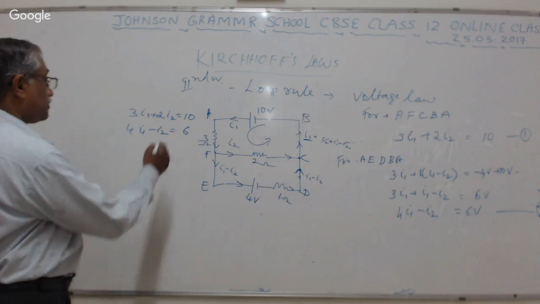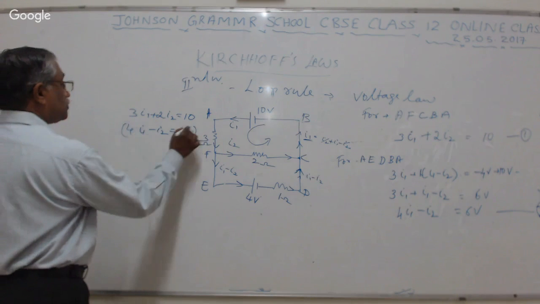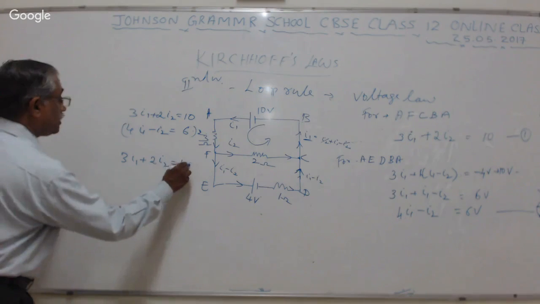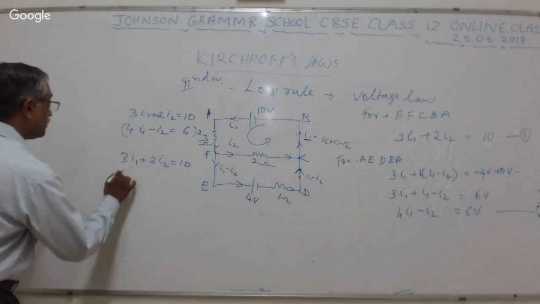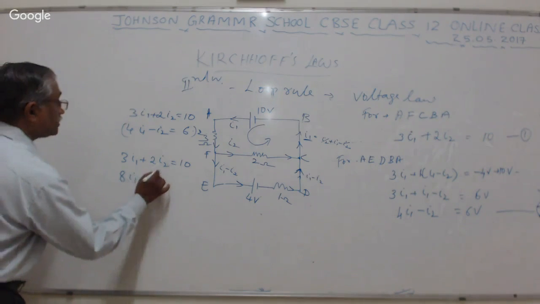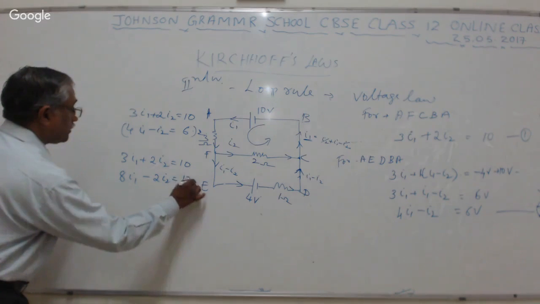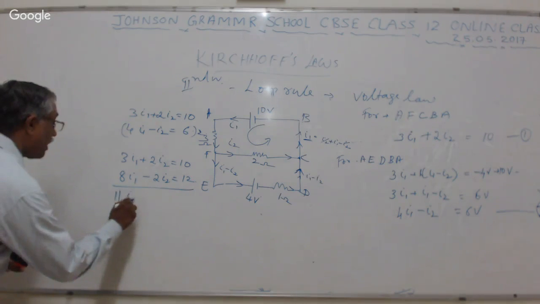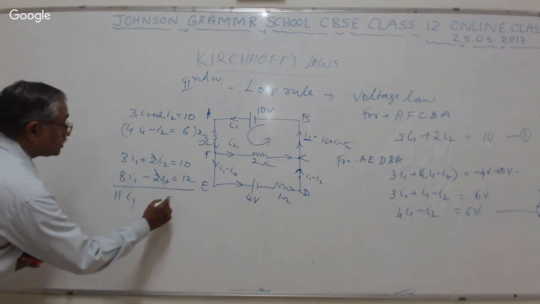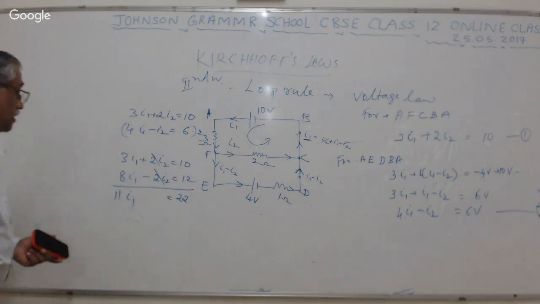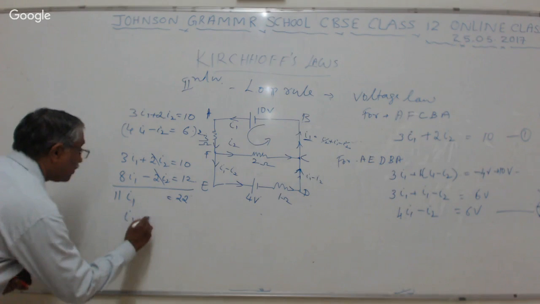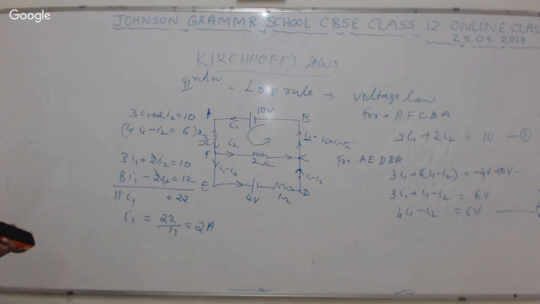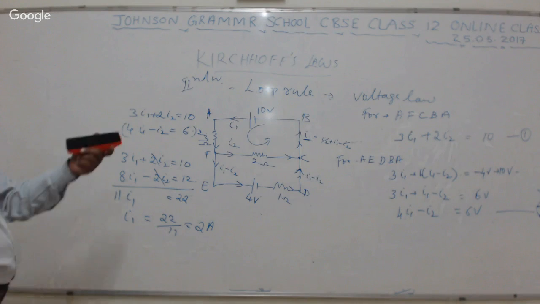By eliminating some terms. Suppose you multiply this by 2, right? So the equation 4I1 minus I2 is equal to 6 multiplied by 2 gives 8I1 minus 2I2 is equal to 12. Adding this to 3I1 plus 2I2 is equal to 10, what will we get? 11I1, as the I2 terms cancel, is equal to 22, and I1 is equal to 22 by 11. So I1 is 2 ampere.